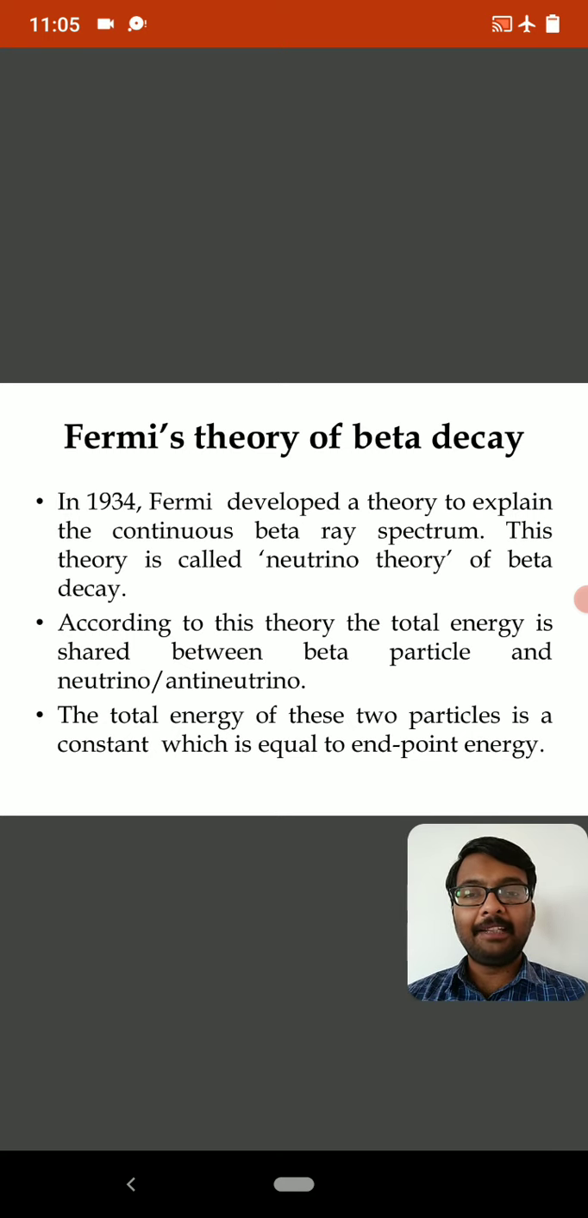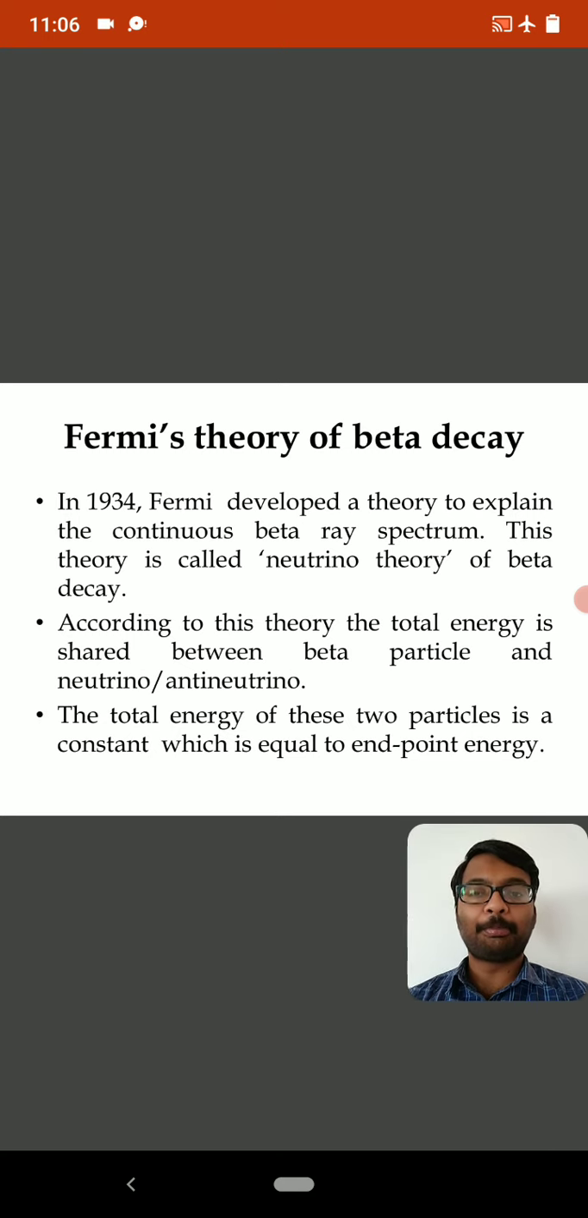In 1934, the scientist Fermi developed a theory to explain the continuous beta ray spectrum. If you look at the spectrum of these beta radiations, it is continuous, it is not discrete. Means if one particle is emitted having a certain fixed energy, we will get one peak, so that is a discrete manner. But beta decay does not have a discrete spectrum; it has a continuous beta ray spectrum. So it was explained by the scientist Enrico Fermi in the year 1934.